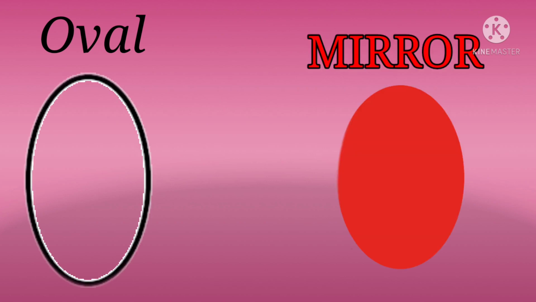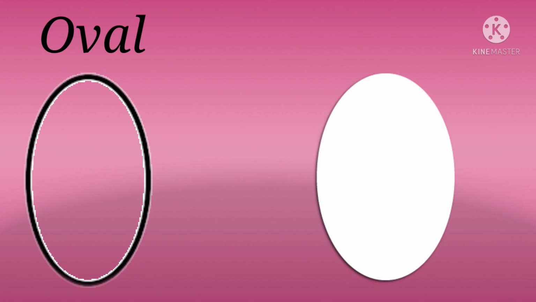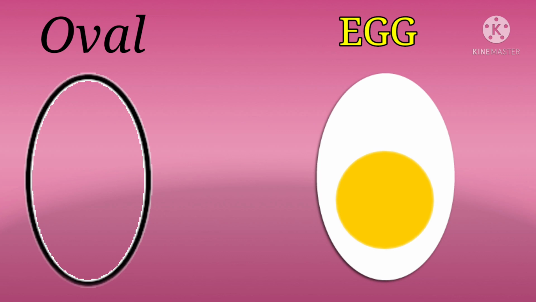Now let's see the drawing with oval. Make an oval, then one more oval, and our mirror is ready. Let's see the other drawing with oval. Make an oval, then circle in the middle, and egg is ready.